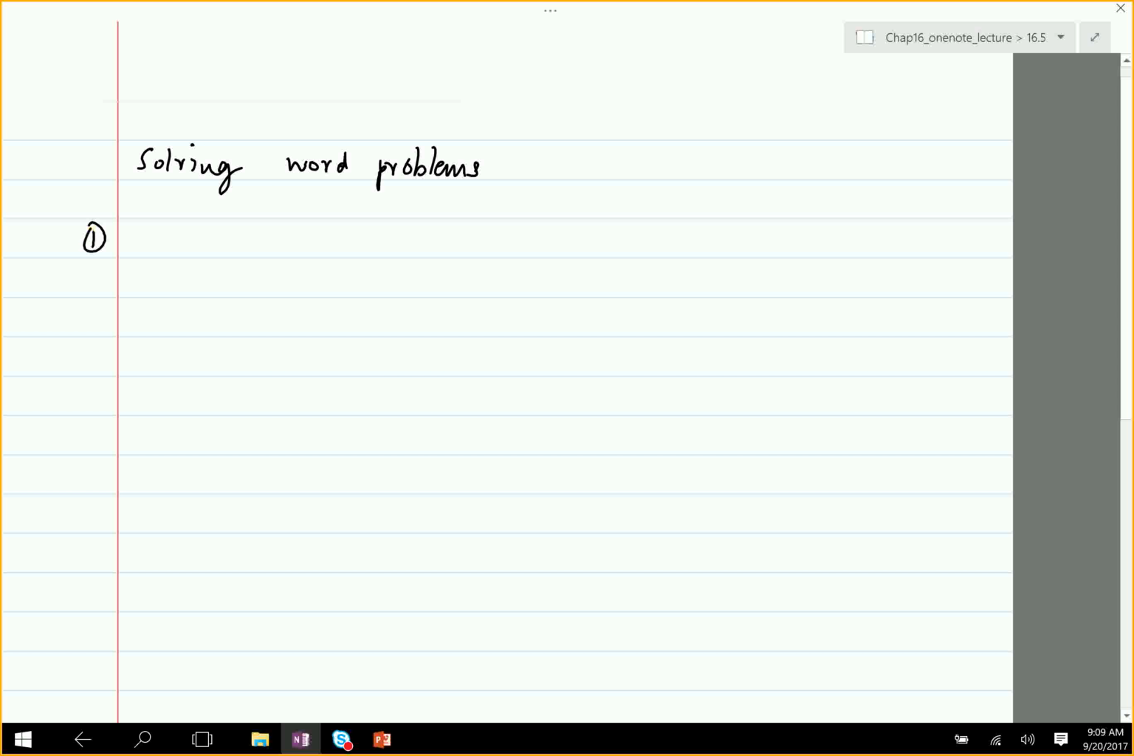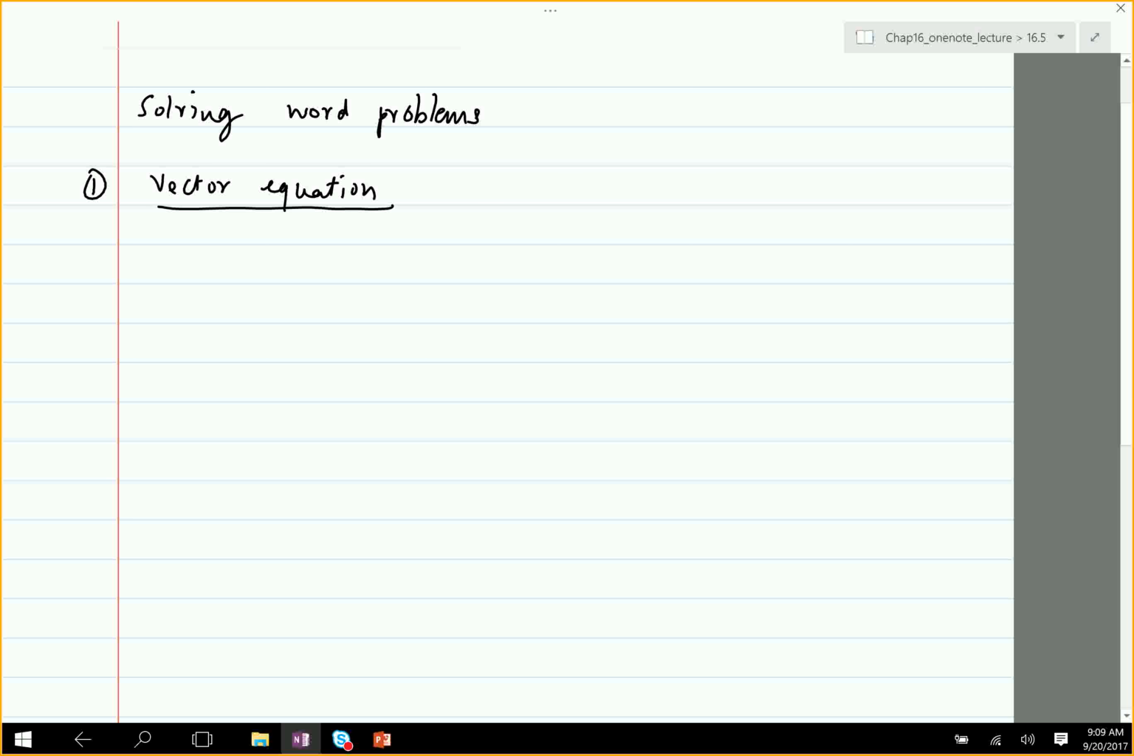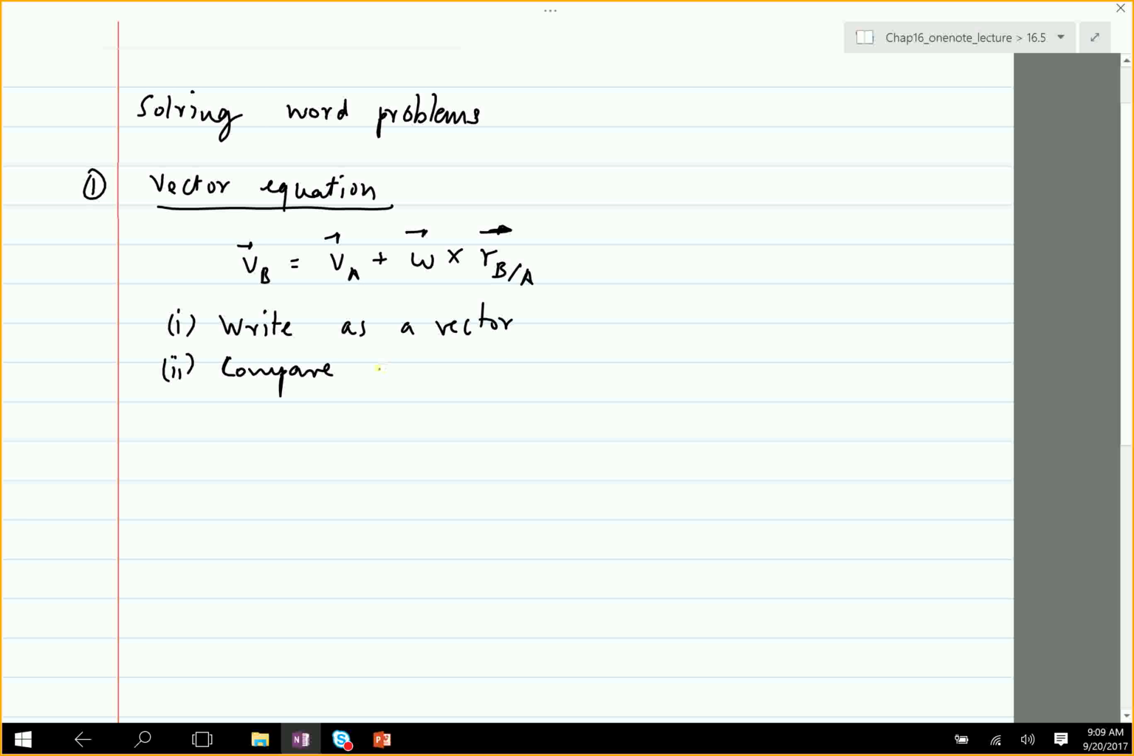So what we do is we use two methods for solving problems. Method one is use vector equations, which is basically the formula VB is VA plus omega cross r. So write it as a vector and then compare i and j components.